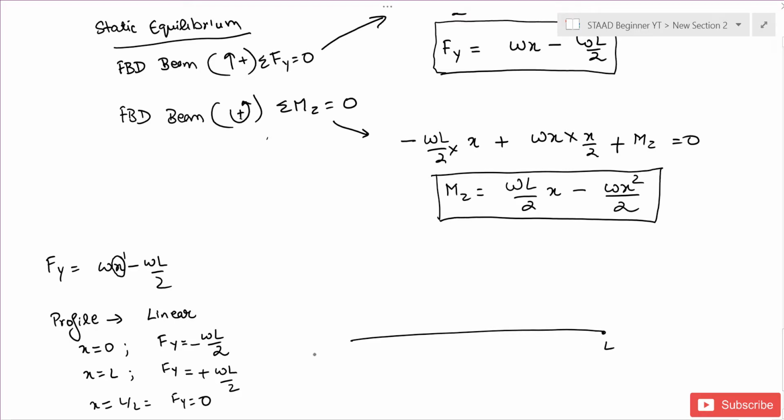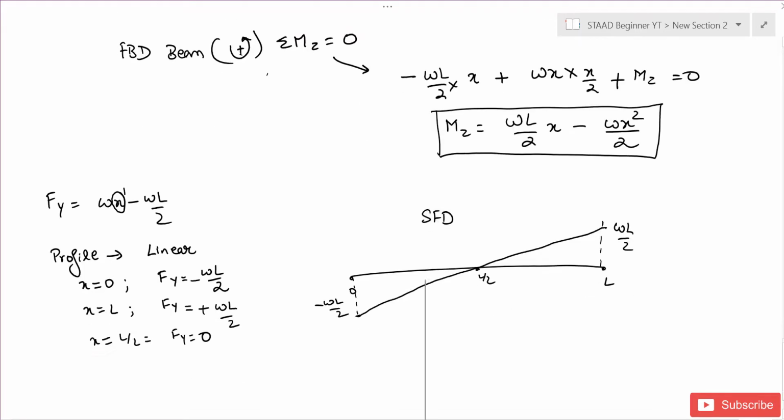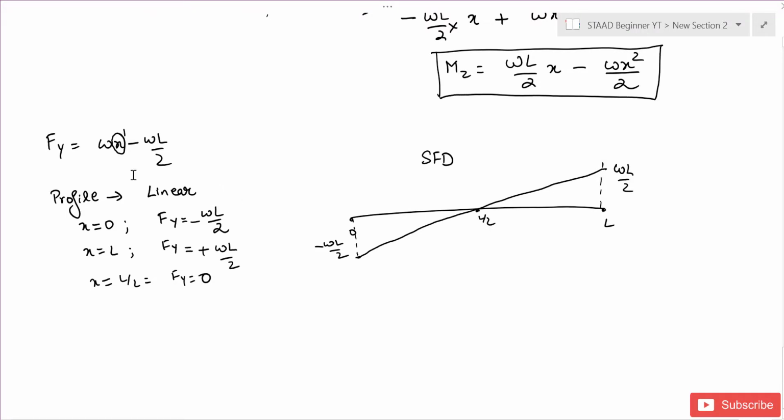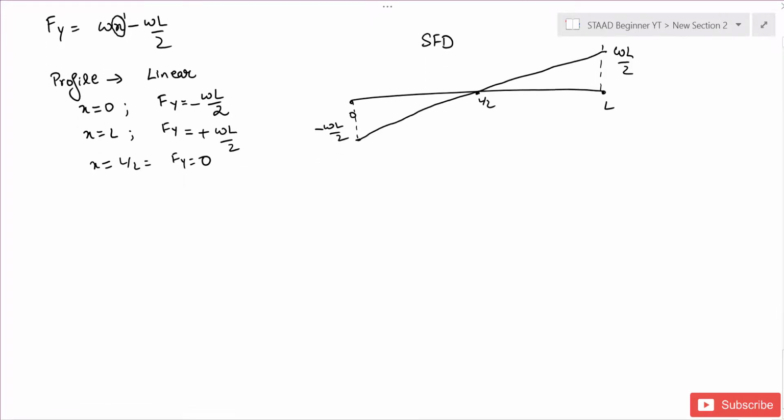This is the point L, this is the point 0, and this is the point L by 2. So at 0, my value is minus WL by 2, and in this direction it is positive WL by 2. So my graph is something like this. This is my graph of SFD. Now this will also depend upon the convention. Some people consider their shear direction to be in the negative direction. In that case, the SFD is reversed, but the profile remains linear and the values at the ends remain the same.